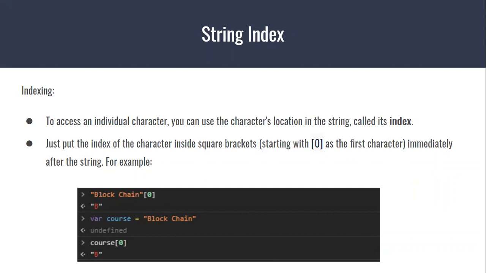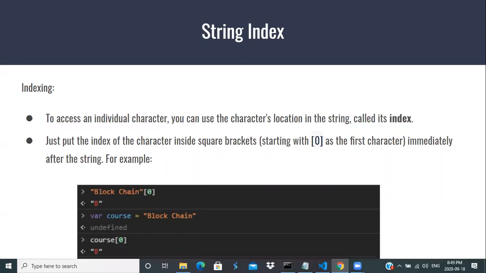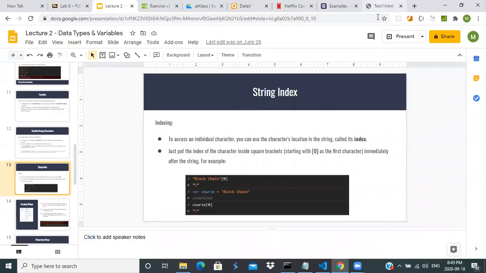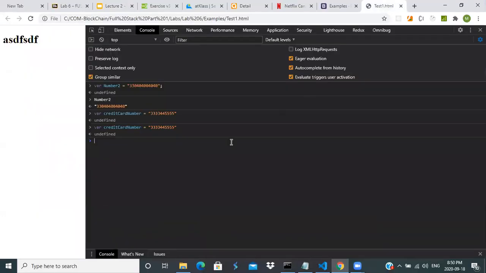But things like arrays, you'll hear about arrays, and we gave a little bit of a glimpse of it, but strings can have an index. An individual character's location in the string is called its index. So you can put the index of the character inside the square brackets and pull it out, which is pretty neat.